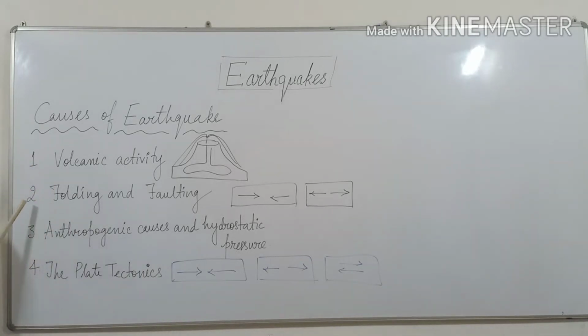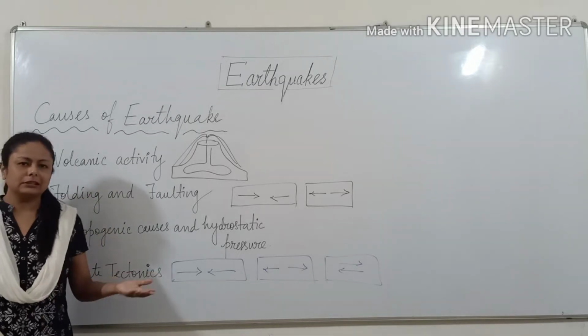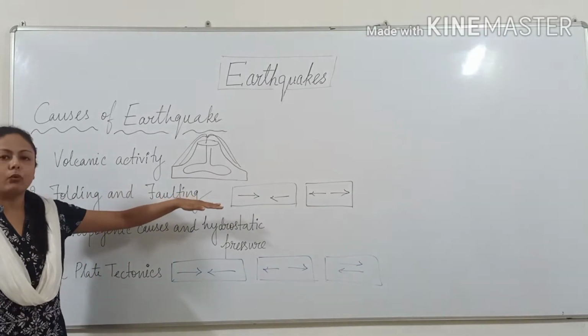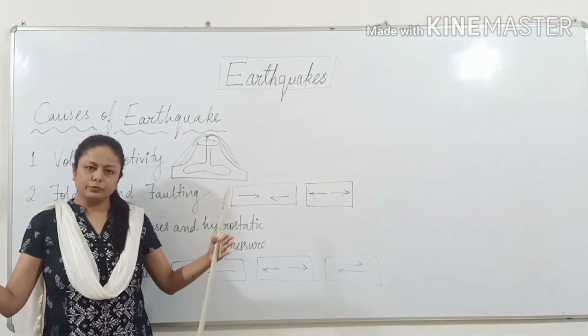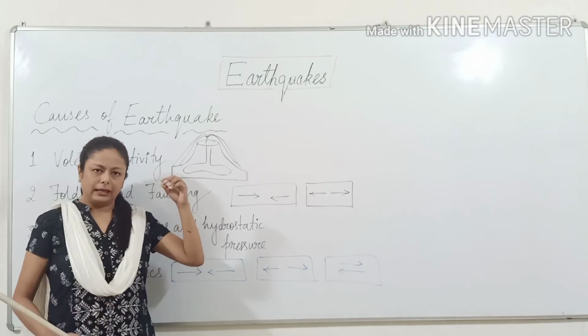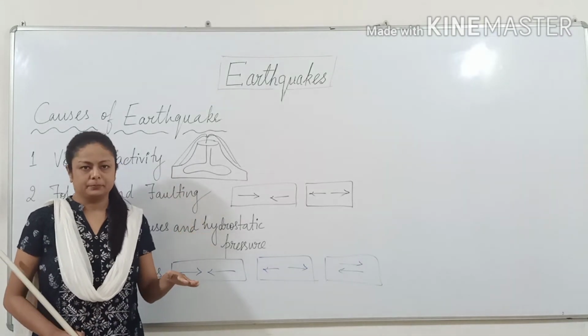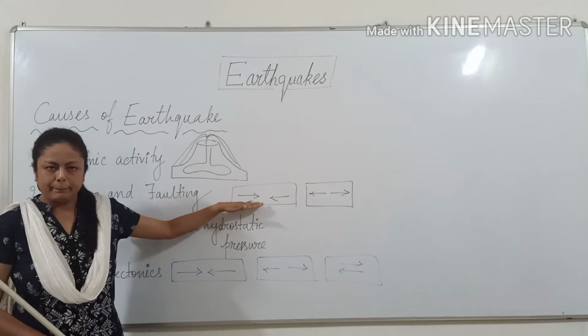Now, the next cause of earthquake is folding and faulting. Now, students, we have learned in the previous modules about the force of compression. That is, when the forces move towards each other and a land mass is folded. So, that is force of compression.